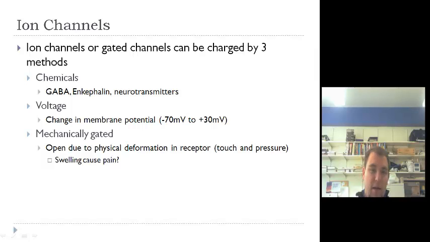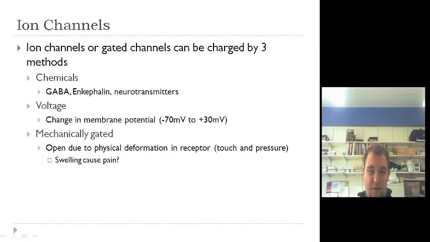So last time I did not talk about ion channels. I don't know why I didn't. I spoke with some of my coworkers here that teach neurobiology, and it makes complete sense why they should have been included. But anyways, to the point. Ion channels or gated channels can be charged by 3 different methods. You have your chemical, voltage, and mechanically gated channels.